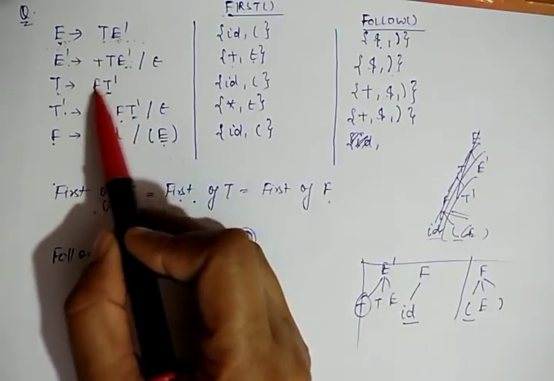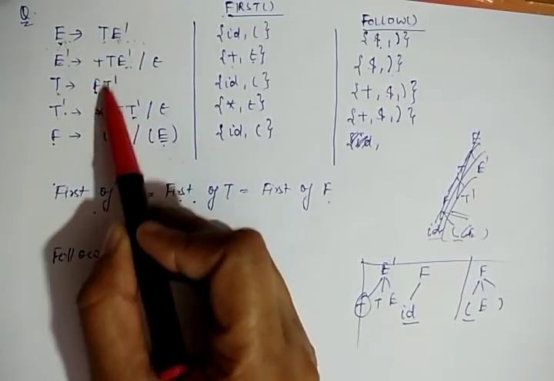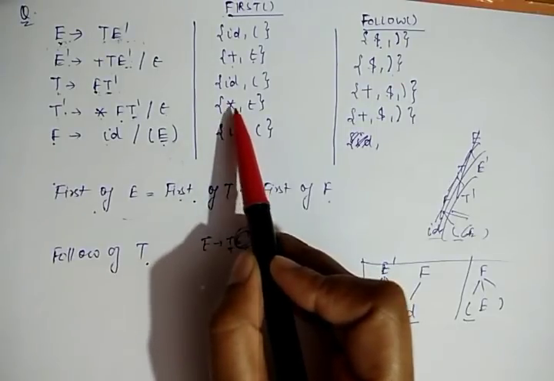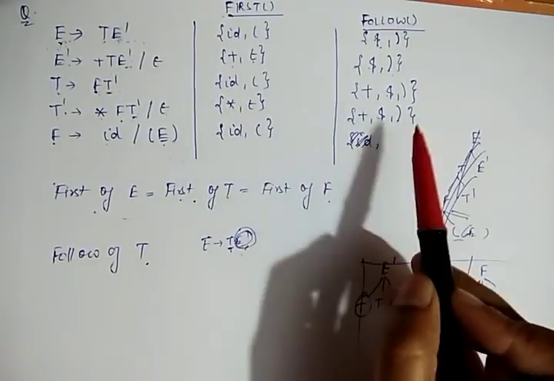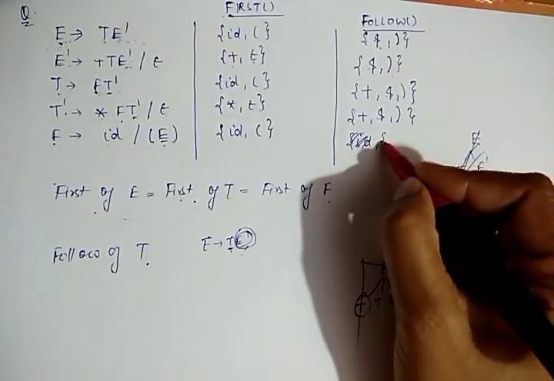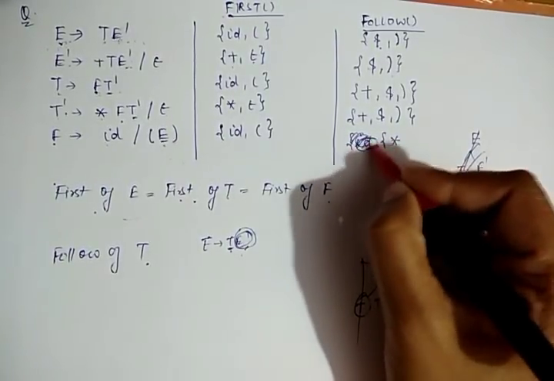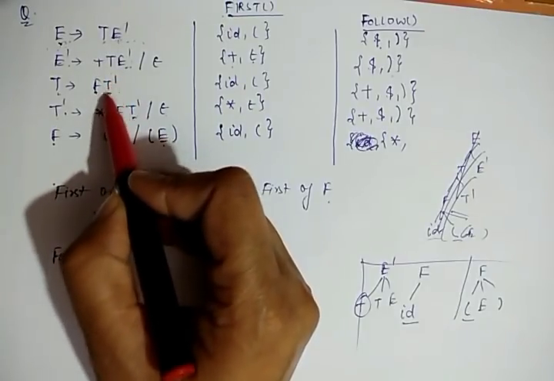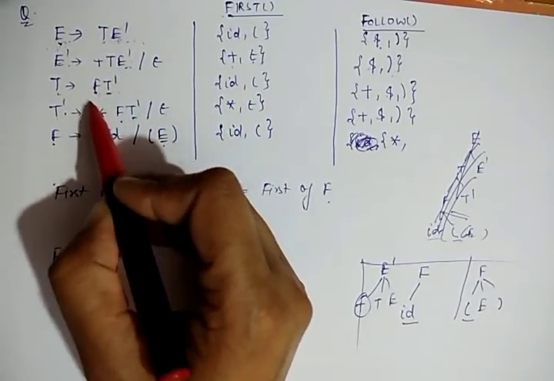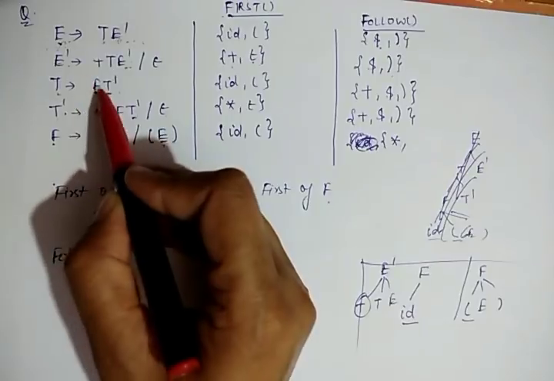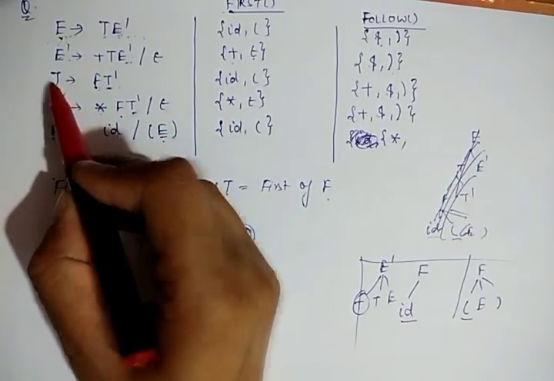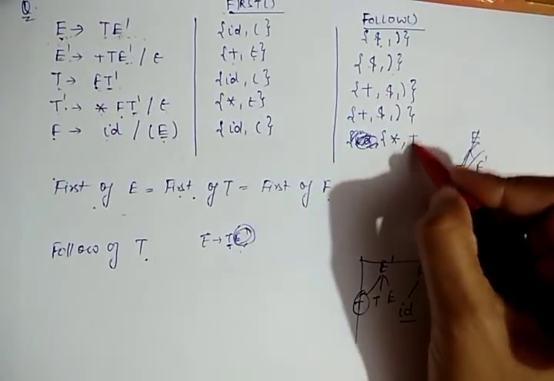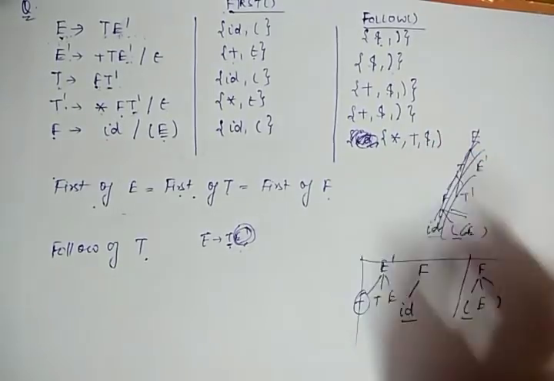So for finding the follow of F, we have to find the first of T dash. First of T dash is asterisk and epsilon. So epsilon does not come here. So we just write down asterisk. And if I put epsilon here, then T dash is discarded and F becomes the rightmost element. And when F becomes the rightmost element, it just follows the T. What is the follow of T? Plus dollar and close brace.